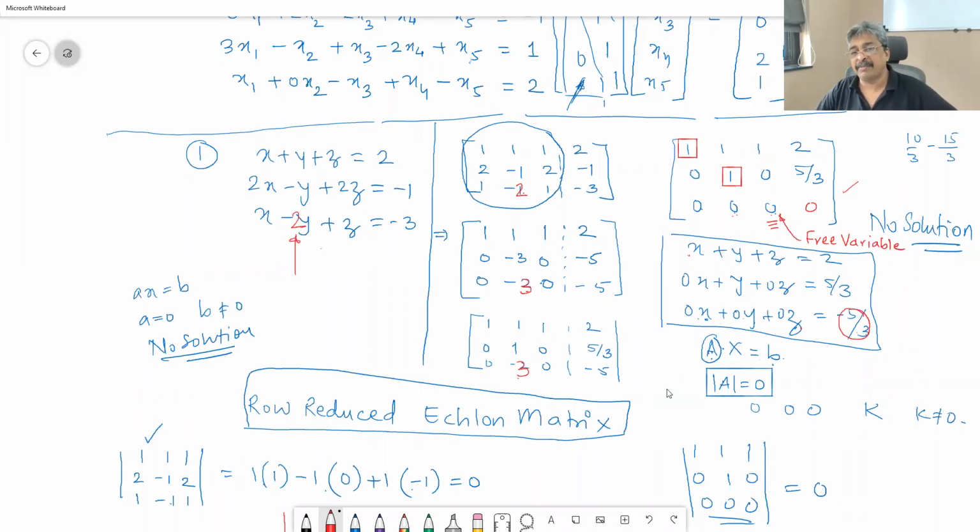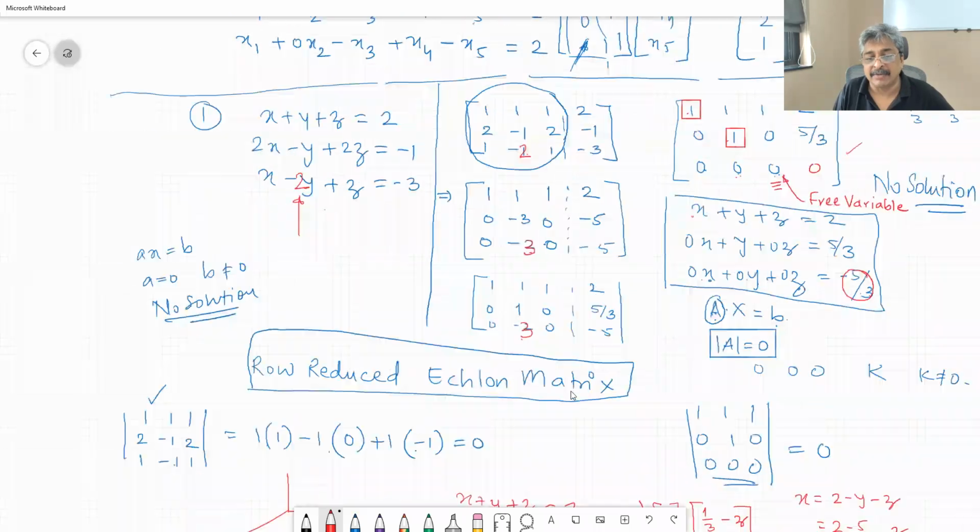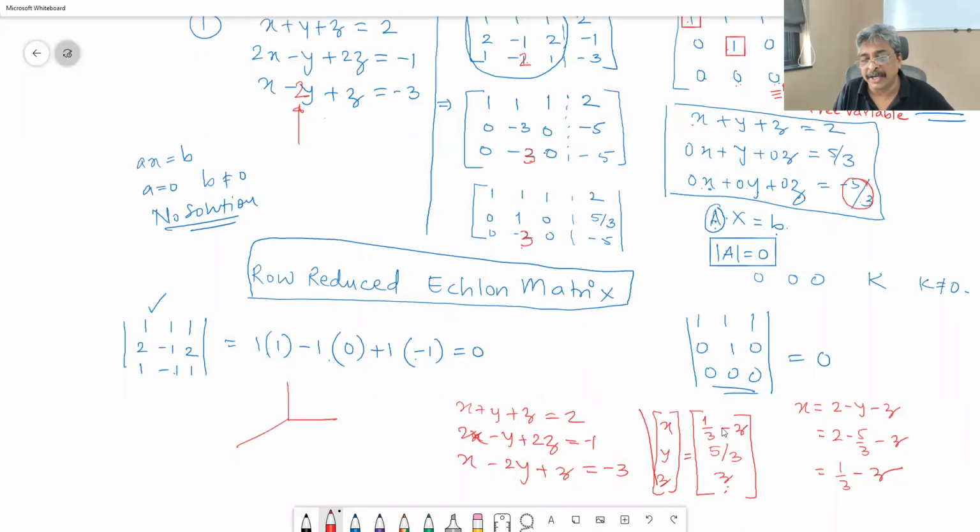So how many free variables do I have now? It was a system of 3 by 3, out of which I could generate 2 pivots. Therefore, there is one free variable. And in terms of one free variable, I can report the solution set. My solution set will look like the matrix that I have written here. X, Y, Z will look like 1 by 3 minus Z, 5 by 3, Z. Let us put value of Z is equal to say 0.